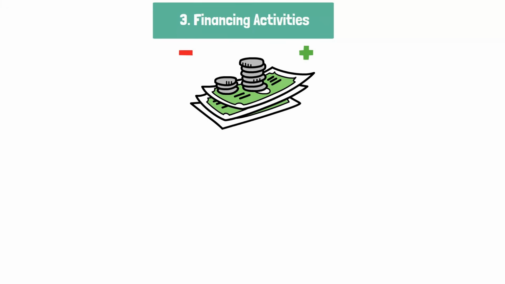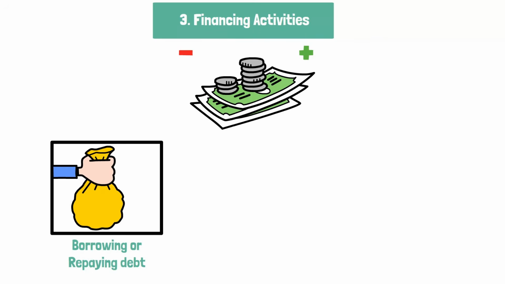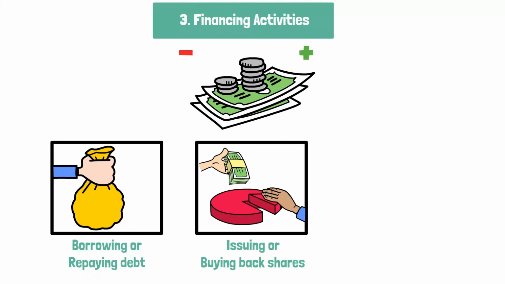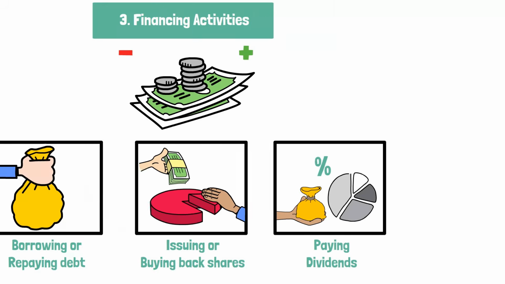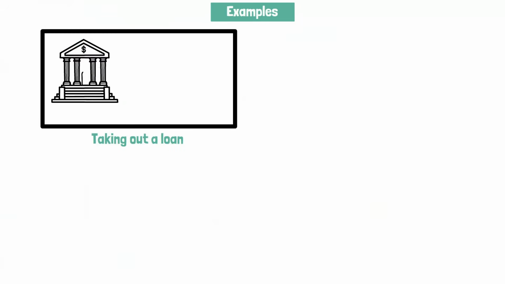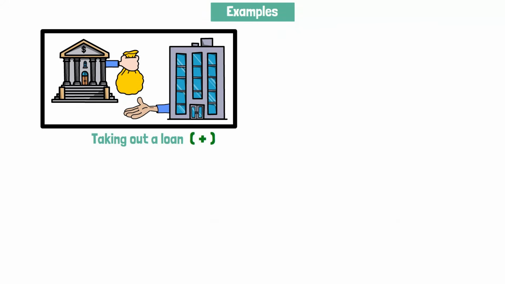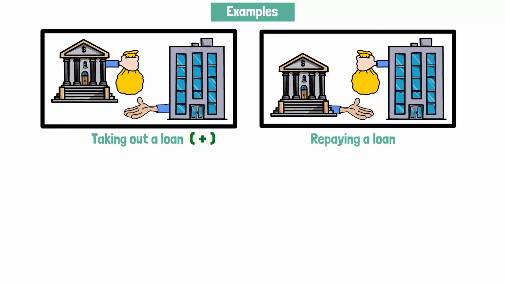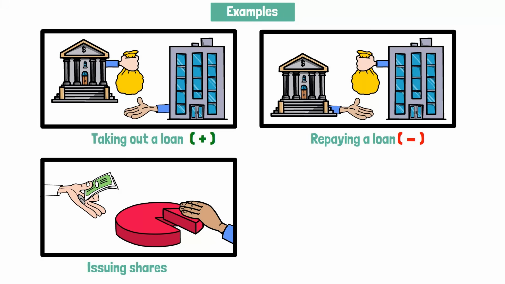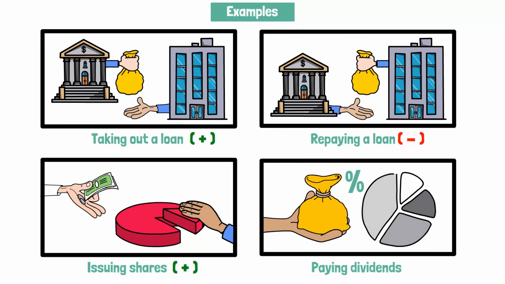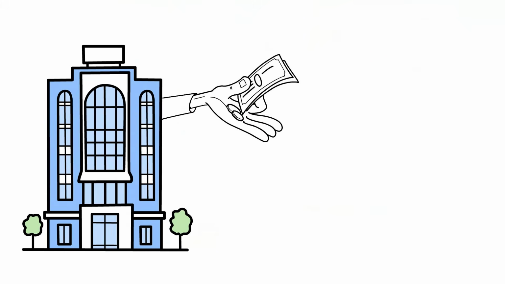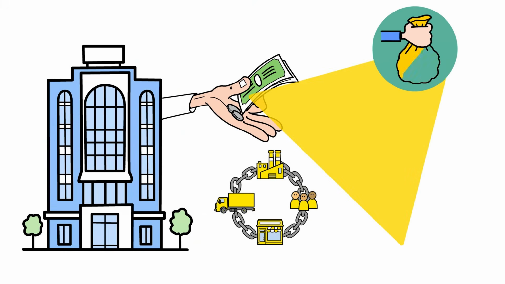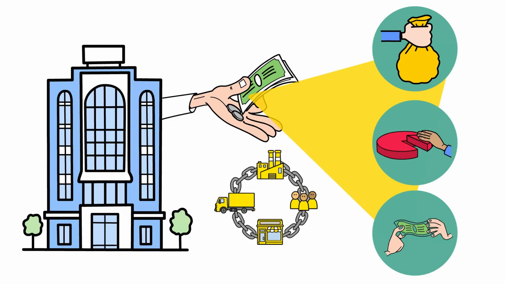Lastly, financing activities. This includes cash coming in or going out due to borrowing or repaying debt, issuing or buying back shares, and paying dividends. Examples of this include taking out a loan, which would be cash in, repaying a loan, cash out, issuing shares, cash in, and paying dividends, cash out. This section tells you how the company funds its activities, through debt, equity, or paying back investors.